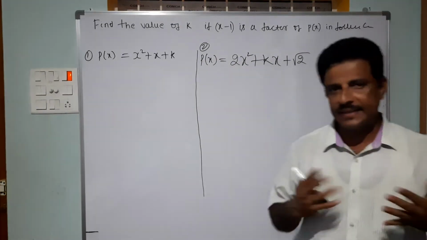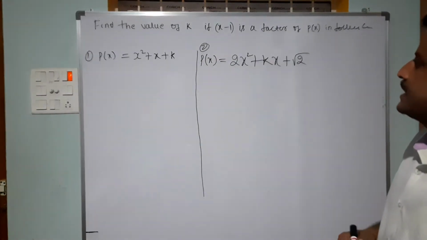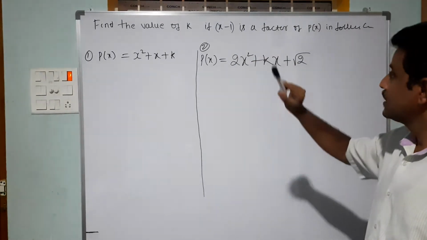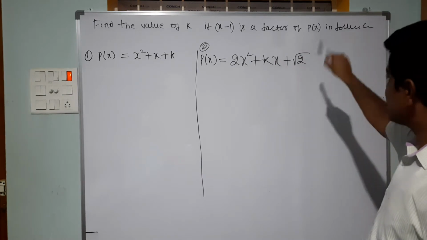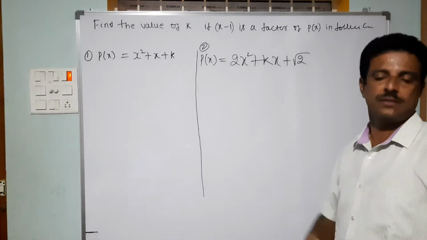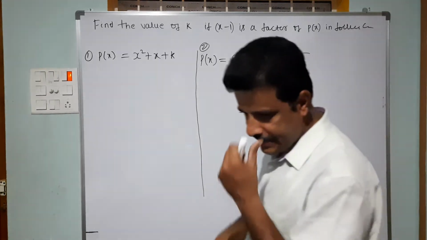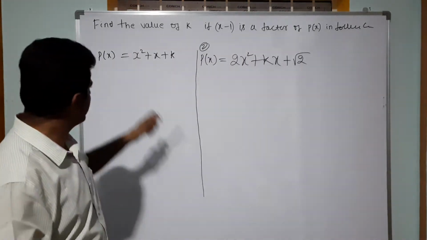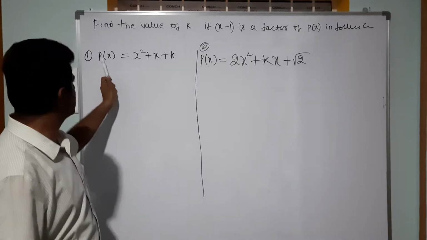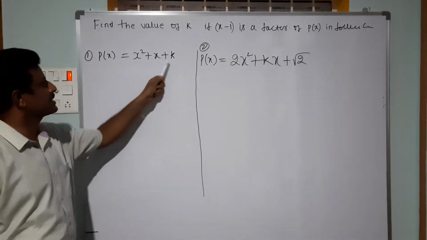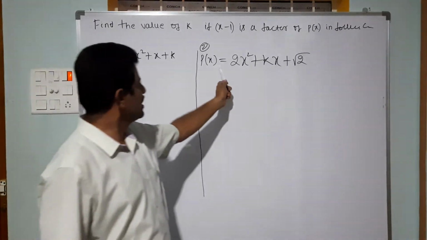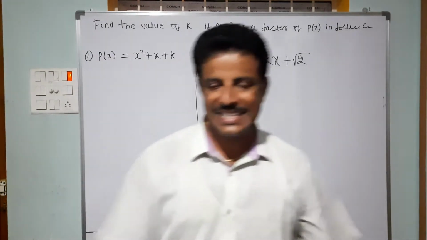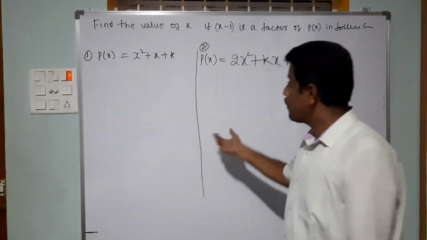In exercise 2.3, third main is: find the value of k, where x minus 1 is a factor of some polynomials. Some polynomials are given. This main has four problems, and I am taking two problems. Problem number 1: p of x is equal to x square plus x plus k. Problem number 2: p of x is equal to 2x square plus kx plus root 2. In this case, find the value of k.